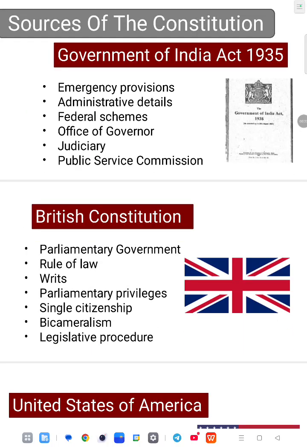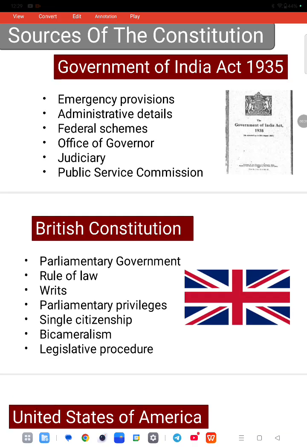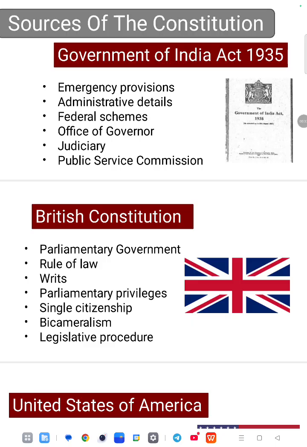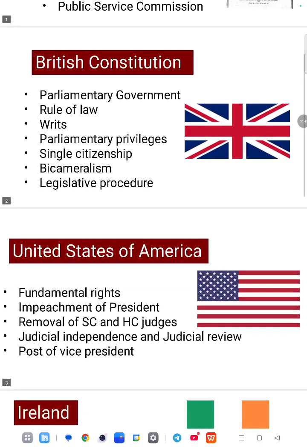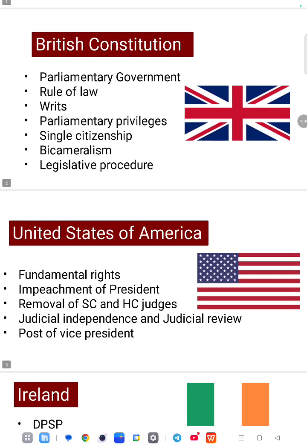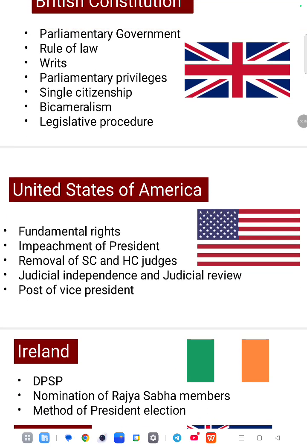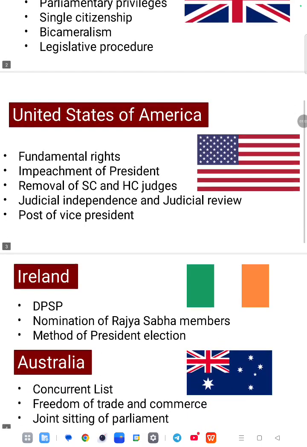From the 1935 Government of India Act, we took emergency provisions, administrative details, federal scheme, office of the governor, judiciary, and public service commission, which were already in the Indian law. So we took that. It's easy for the Indian people to adopt such. Then we took from the British Constitution the parliamentary form of government, rule of law, parliamentary privileges, single citizenship, bicameralism, and legislative procedures.